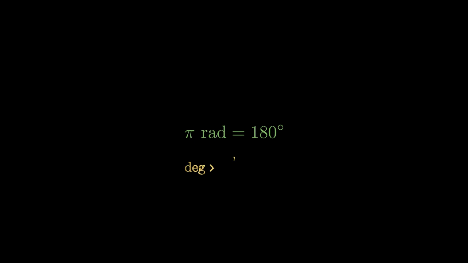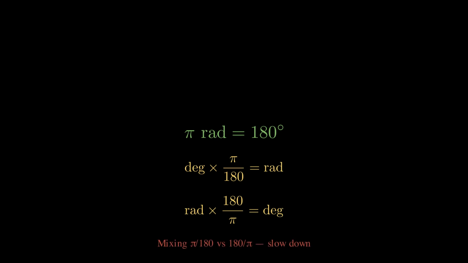That single fact generates every conversion. To convert degrees to radians, multiply by π over 180. Degrees are bigger, so you scale down by π over 180. To convert radians to degrees, multiply by 180 over π. Radians are smaller, so you scale up by 180 over π. Common mistake: using π over 180 when you meant 180 over π, or the opposite. Say the words out loud before you multiply.